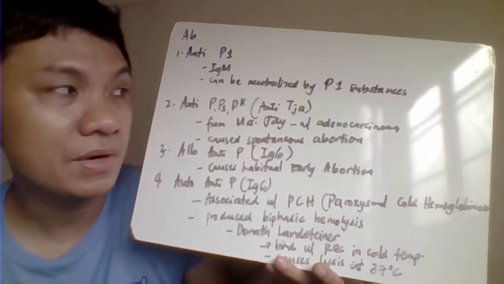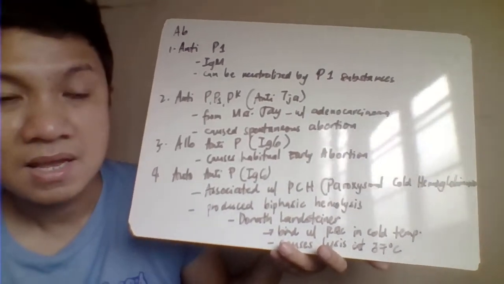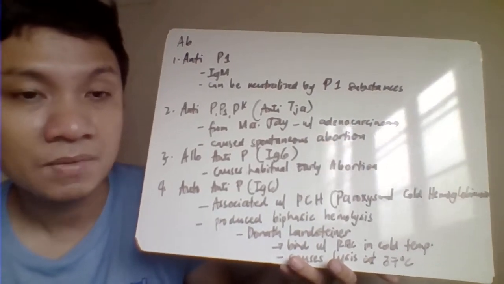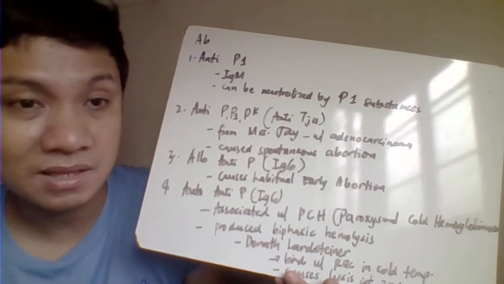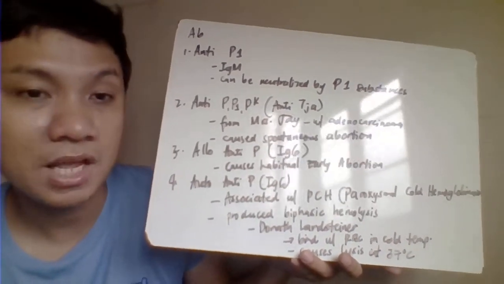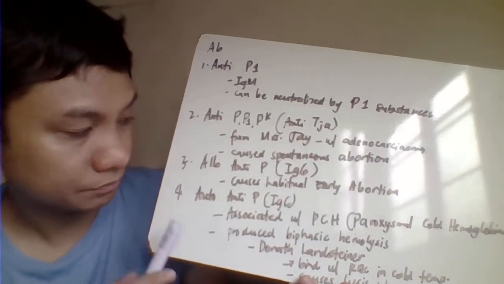Other name for this one is your anti-Tja. So this is the antibody produced by Mrs. J. Mrs. J had adenocarcinoma or cancer, and from there this antibody was extracted. This one tried to cause spontaneous abortion. And this one is an IgG antibody.